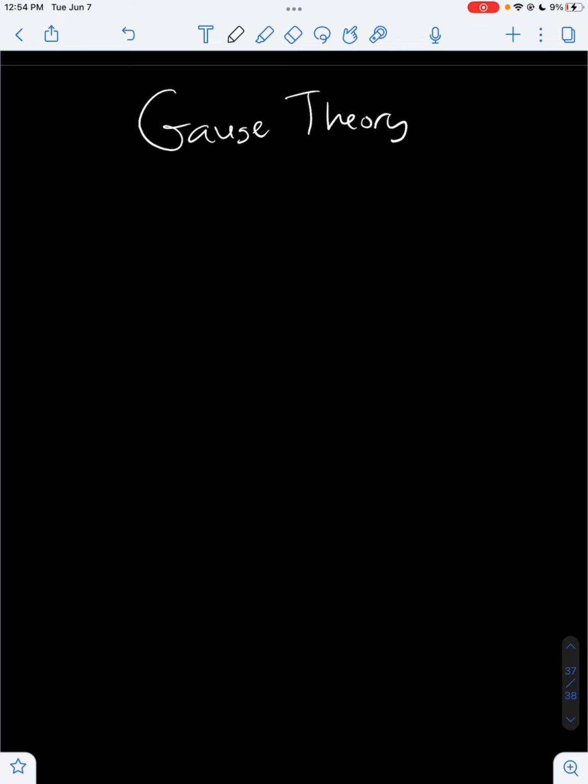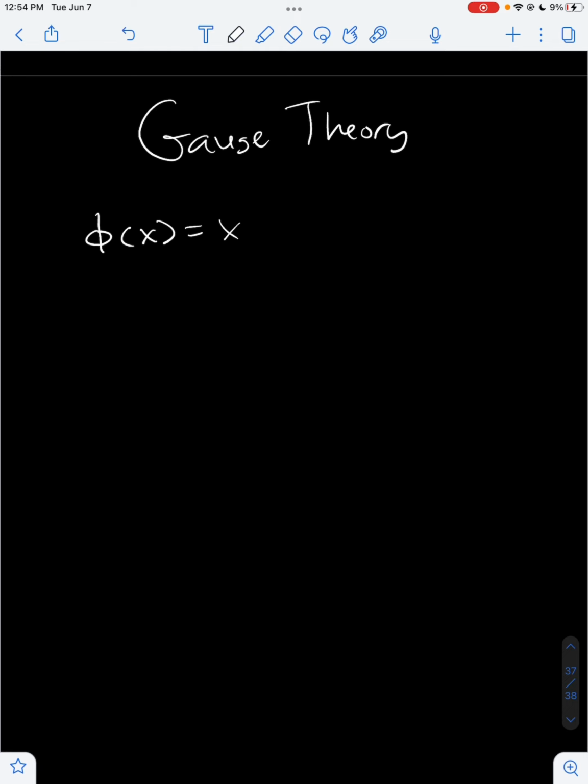Gauge theory is essentially the study of gauge transformations in what are called gauges. To understand gauges, you have to talk about coordinate transformations. So say we have some function phi of x equals x. This means that phi of 1 is going to be equal to 1, and phi of 4 is going to be equal to 4. So far, so good.